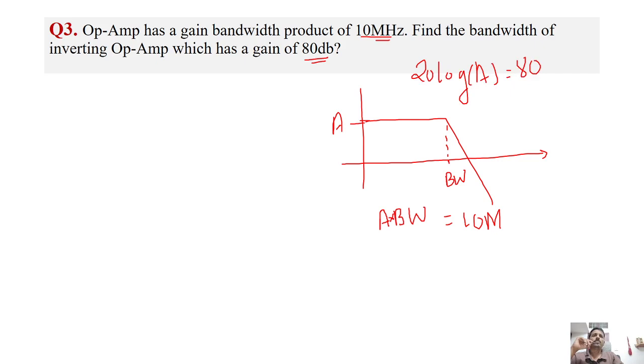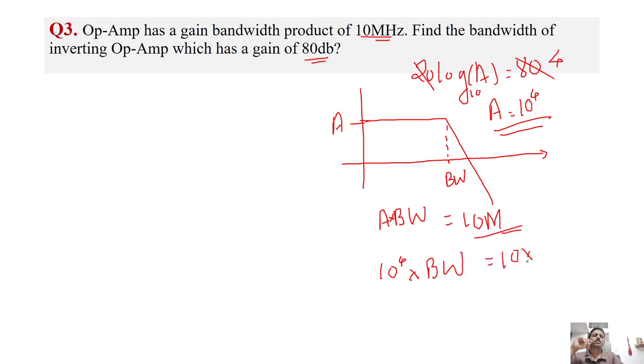So how will we find it? 20 into 4 is 80, and log is to the base 10. So A will be equal to 10 power 4, right? So A is 10 power 4. Also the gain bandwidth product is 10 mega. So A we got as 10 power 4 into bandwidth equal to 10 mega, and 10 mega is 10 into 10 power 6, right? So what will be the bandwidth? Bandwidth will be equal to 10 into 10 power 6 by 10 power 4, so it will be 1000, or the bandwidth is 1 kilohertz.